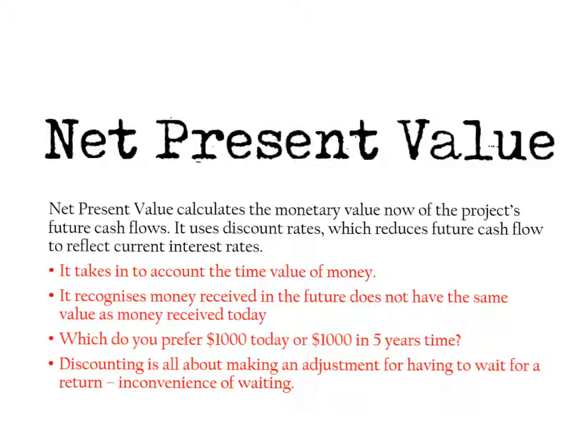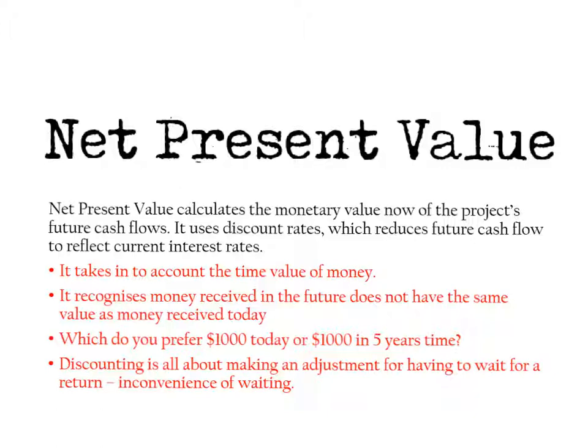If I was to give you the choice now of having $1,000 today or $1,000 in 5 years' time, I can imagine all of you would want that $1,000 today. For many reasons, maybe $1,000 won't be worth as much in 5 years' time due to inflation. Again, we don't know what might come up in the future, so there's the opportunity cost as well within that. So discounting is all about making an adjustment for having to wait for a return, so the inconvenience of waiting.